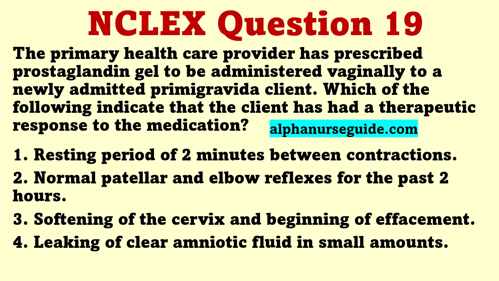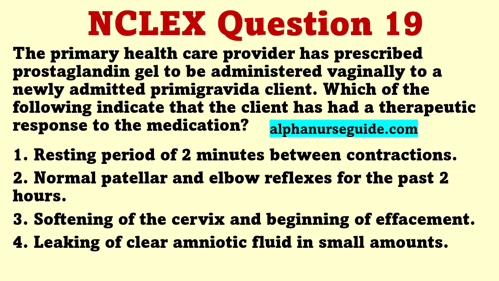The primary healthcare provider has prescribed prostaglandin gel to be administered vaginally to a newly admitted primigravida client. Which of the following indicate that the client has had a therapeutic response to the medication? 1. Resting period of 2 minutes between contractions. 2. Normal patellar and elbow reflexes for the past 2 hours. 3. Softening of the cervix and beginning of effacement. 4. Leaking of clear amniotic fluid in small amounts.